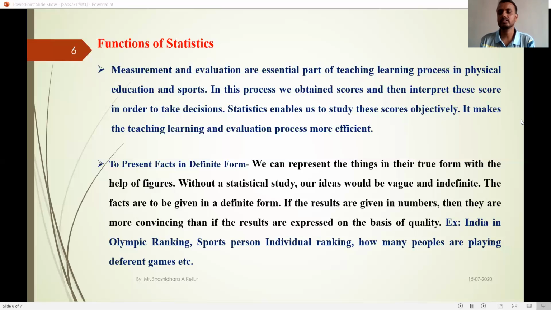An example: India in the Olympic ranking, sports persons' individual ranking in different sports and games, how many people are playing different games. These are the best examples for presenting definite facts.